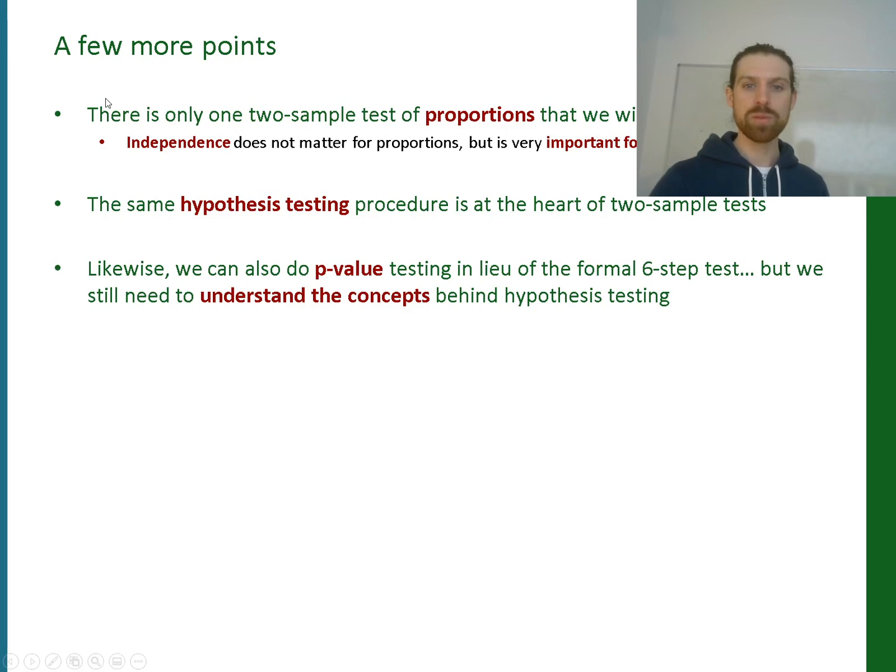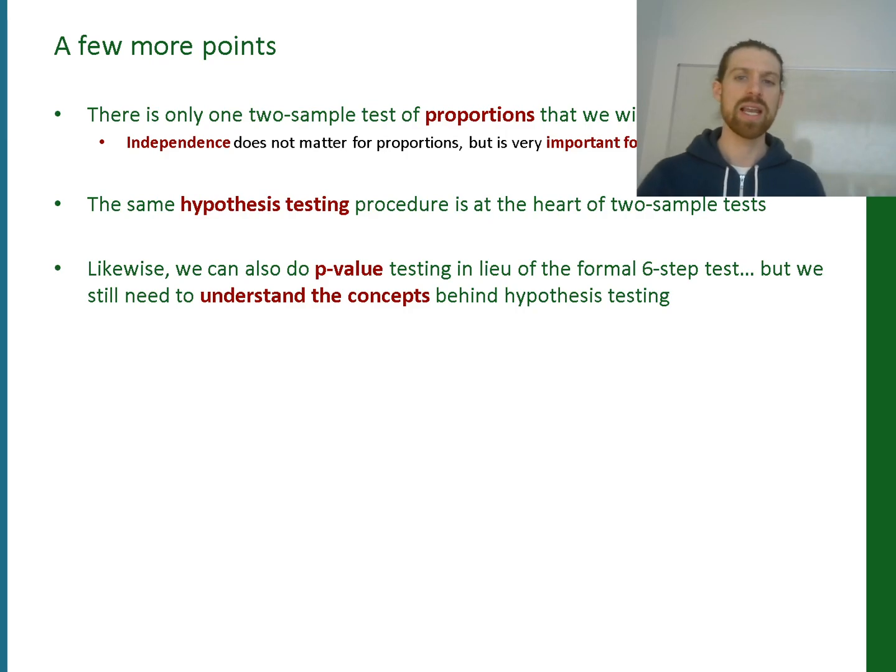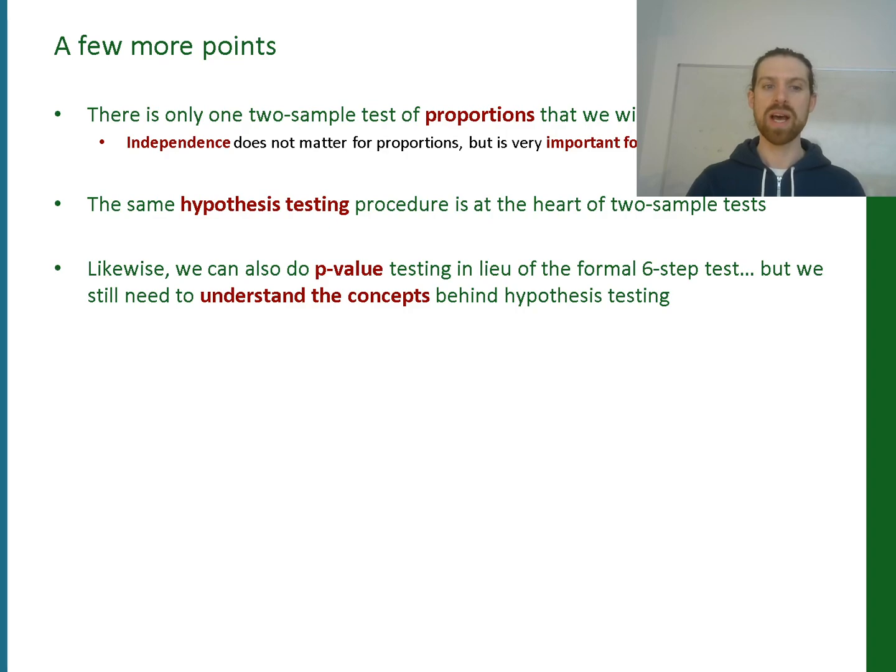Okay, so a couple more points before we move on. There is only one two-sample test of proportions that we're going to use here. Independence does not matter for proportions, but it is very important for means. I mentioned before that the same hypothesis testing approach is fairly central to these two-sample testing approaches, but actually we're also going to use the p-value essentially to circumvent all of those steps now that we actually understand that concept really thoroughly.